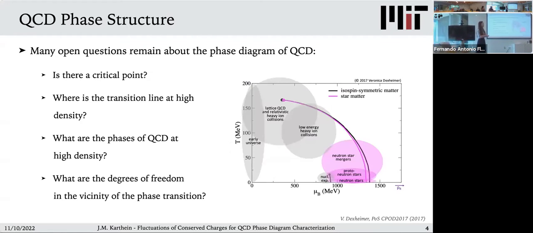So if we want to go beyond just what we know from first principles, we can also add some models to the phase diagram and try to fill out this conjectured phase structure that I was showing on the first slide. So for example, this is a plot from Veronica Dexheimer. She uses the chiral mean field model, which has in it a critical point, and they can actually describe this critical feature and get this nice first order phase transition line and be able to connect to this very high density realm for where neutron stars live, where neutron star mergers live.